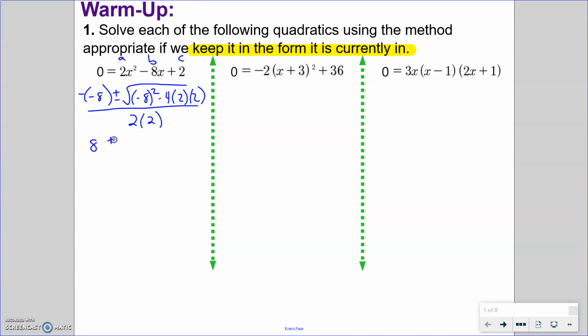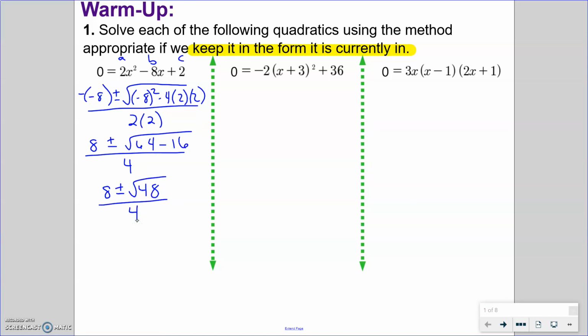So I've got 8 up here, and this will be a 4. Negative 8 squared is 64, and then minus 4 times 2 times 2, which gives me 16. And 64 minus 16 is 48, so 8 plus or minus square root of 48 all over 4.